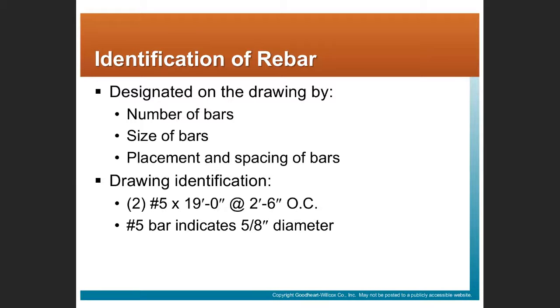On the drawings, we identify rebar by the number and size and spacing. So 2 number 5 at the bottom there, 2 number 5 at 19 foot at 2'6" OC. OC means on center. So again, number 5 bar is 5/8 of an inch. So we're going to have 19 feet of 5/8 bar placed on 2'6", 2.5 foot centers.